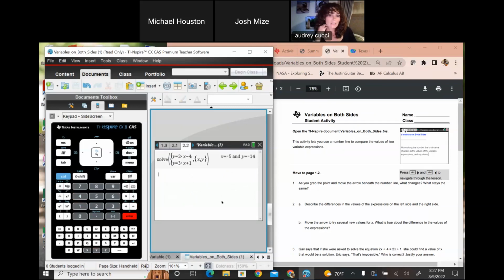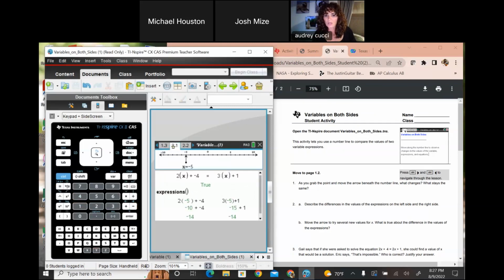So notice my x value says x is equal to -5 and y is equal to -14. So as I go back and look, well, when x was -5 and I substituted that x equals -5 into my equation, I ended up with outputs of -14 on both sides. So my system solver verified for me that my substitution was indeed correct. So kind of a cool way to look at things.